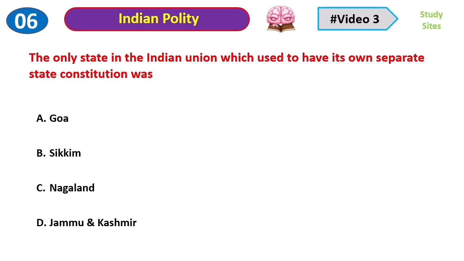The only state in the Indian Union which used to have its own separate state constitution was Jammu and Kashmir.